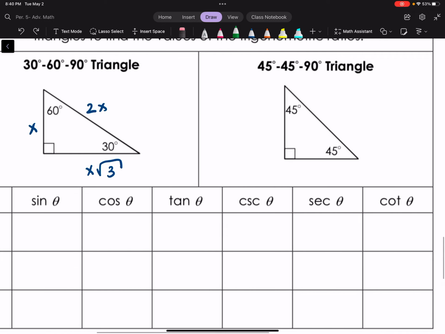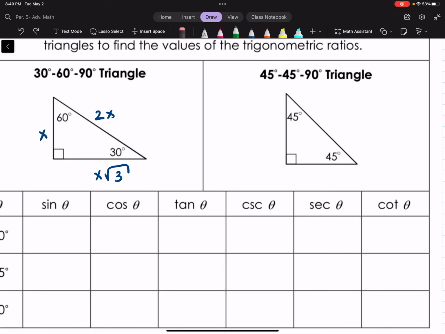All right, now what about in a 45-45-90 triangle? Well, you know that this is an isosceles triangle. If 2 of the angles are the same, 2 of the sides also need to be the same, and the 2 sides that are the same are the legs. So the legs are always equivalent in 45-45-90 triangles, and the hypotenuse is always the leg times the square root of 2.